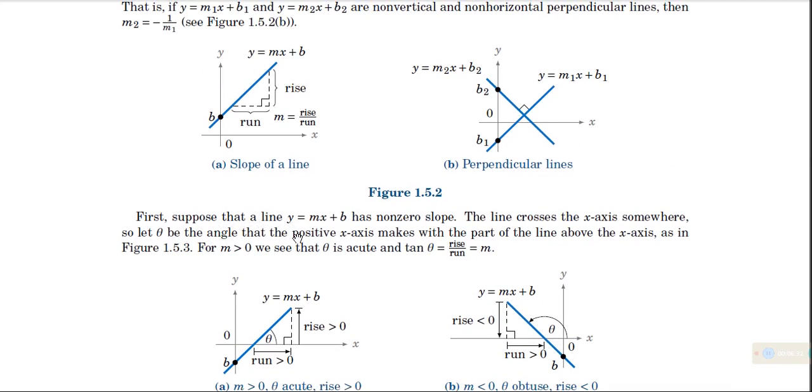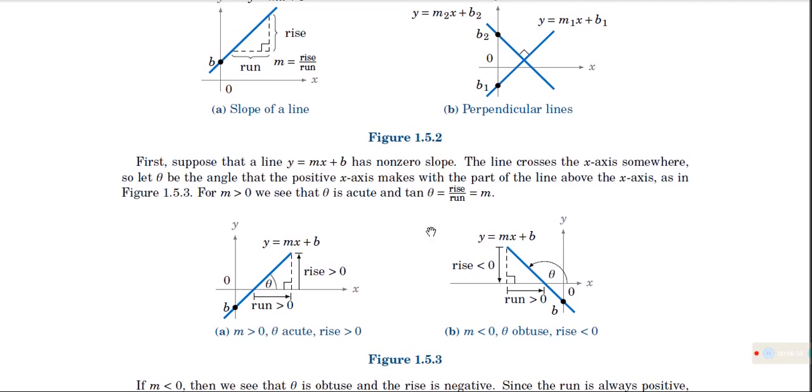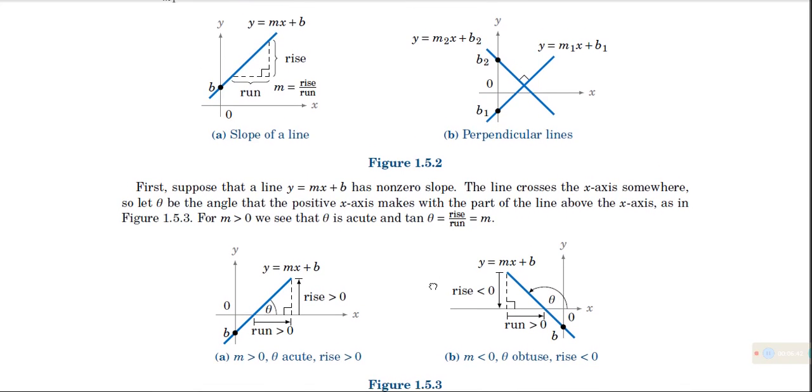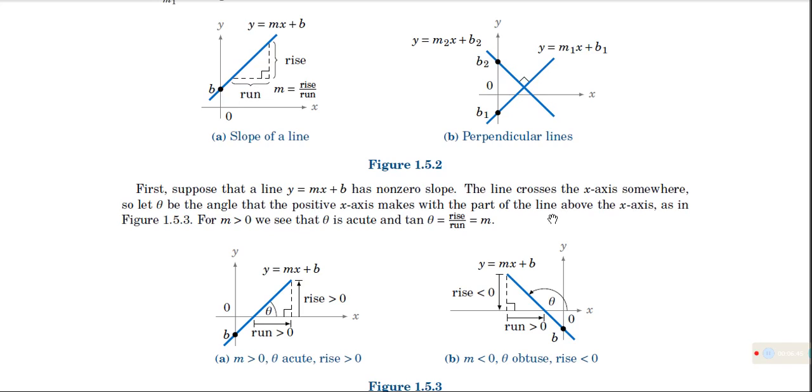First, suppose that the line y is equal to mx plus b has non-zero slope. Why should it be non-zero? Because if the slope is zero, what happens? Zero rise, and it only has run, or you will end up with a horizontal line. So the line crosses the x-axis somewhere. So let theta be the angle that the positive x-axis makes with the part of the line above the x-axis, as in figure 1.5.3, for m greater than 0. We see that theta is acute and tangent theta is equal to rise over run, which is equal to m.